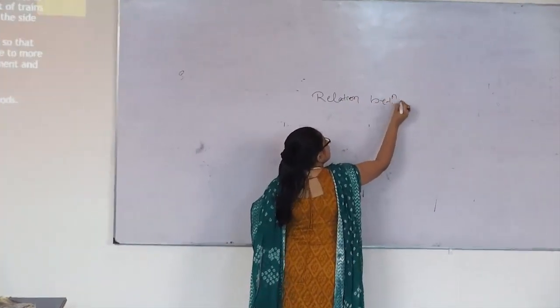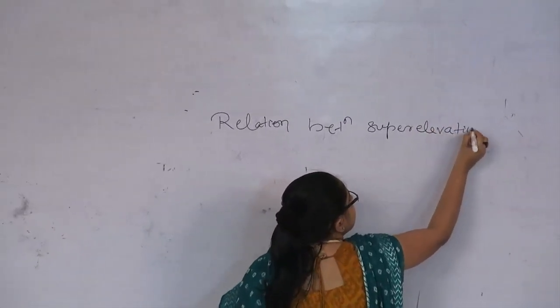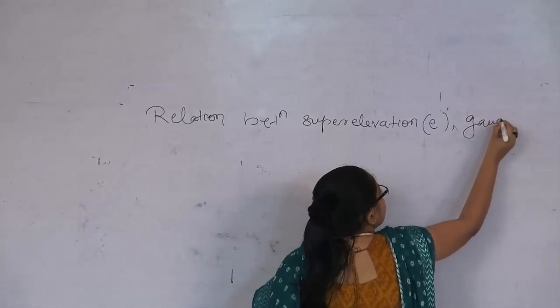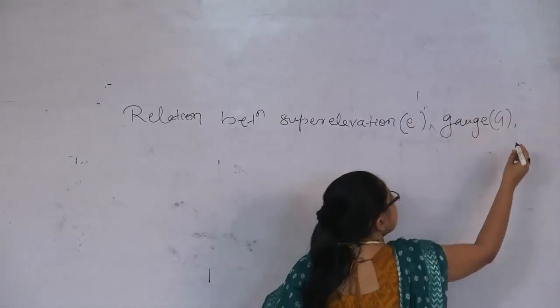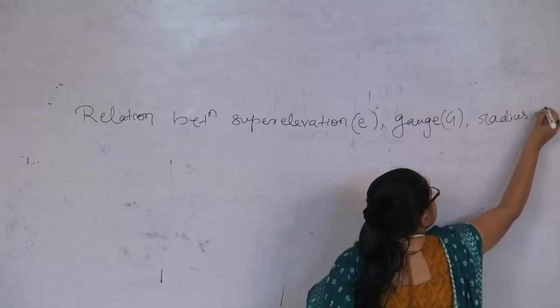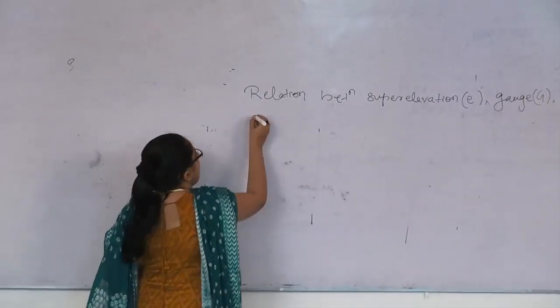Between superelevation, how is it denoted? E. Gauge, how is it denoted? G. And radius of the what? Curve, how is it denoted?